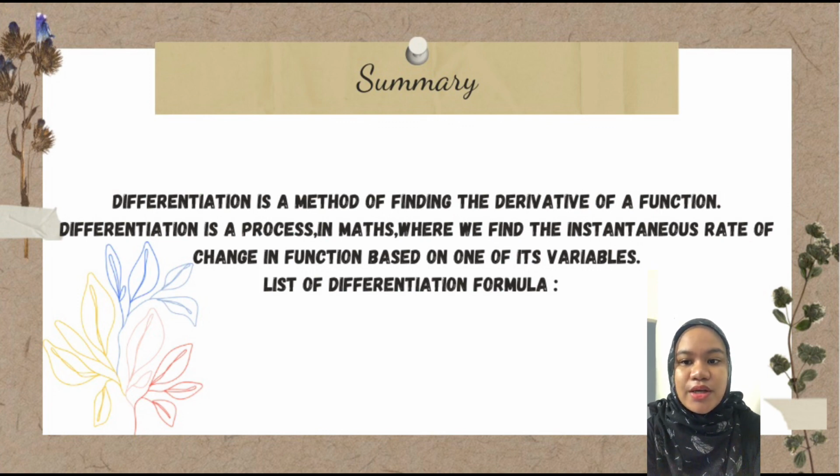In conclusion, differentiation is a method of finding the derivative of a function. Differentiation is a process in which we find the instantaneous rate of change in a function based on one of its variables. The differentiation formulas are as follows: product rule, quotient rule, and chain rule.